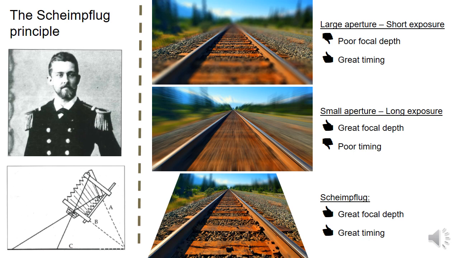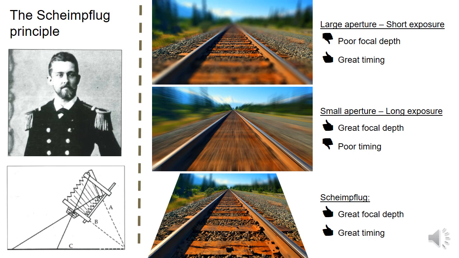So if you have a large aperture, you can have a short exposure, which gives you great time resolution, but then you get a poor focal depth. On the other hand, if you have a small aperture on your camera, you get a great focal depth, but then you need a long exposure, so then you get poor timing.